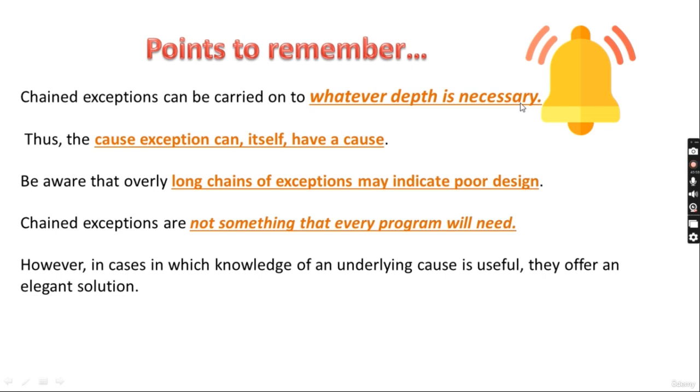Be aware that overly long chains of exceptions may indicate poor design of programming. Chain exceptions are not something that every program will need. However, in cases in which knowledge of an underlying cause is useful, they offer an elegant solution. Not every time it is illegal, but try to keep the chains of exceptions as small as possible, because it will show that you are not properly designing or not properly writing your program.